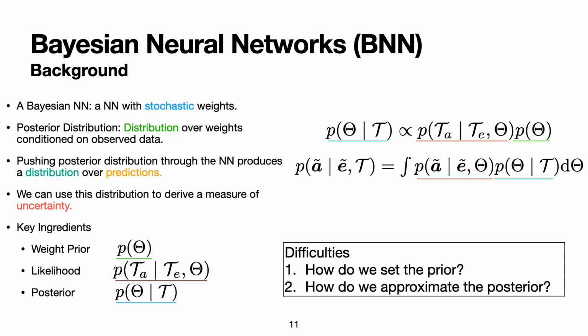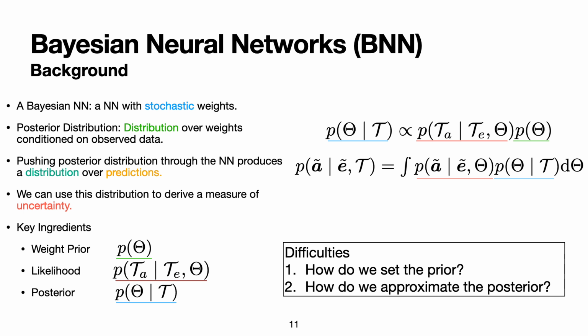We can then push the posterior distribution through the neural network to produce a distribution over predictions. This is the posterior predictive distribution, and A tilde, E tilde are test samples. And so we can produce a distribution over the unobserved edges in a test sample by introducing and integrating out the distribution over our parameters, the posterior. And then we can use this predictive distribution to derive a measure of uncertainty over our edge predictions.